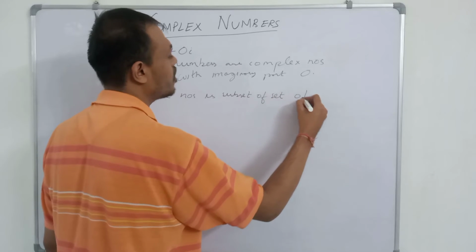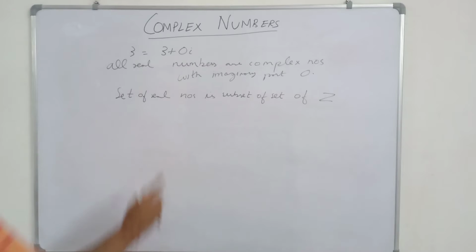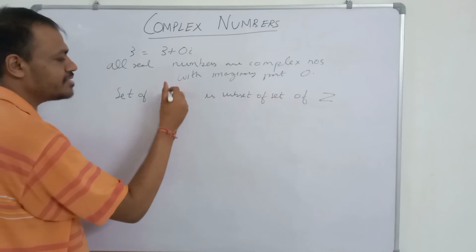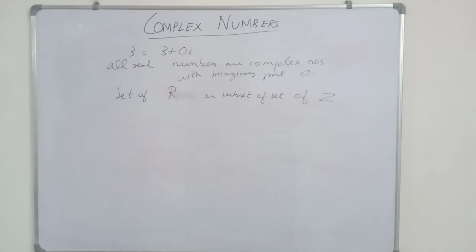So complex numbers we also denote by capital Z. The set of real numbers is denoted by R. The set of real numbers is a subset of the set of complex numbers, because all real numbers are also complex numbers with imaginary part 0.